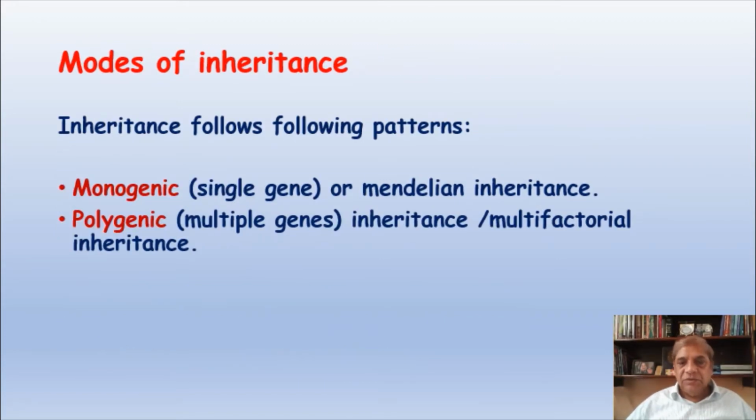Now the inheritance follows the following pattern. What we mean by inheritance, I have already explained, just to repeat: inheritance means when the characters are transmitted from one generation to the next generation. And this transmission of characters follows two patterns: monogenic and polygenic. Monogenic means single gene inheritance. When a character is transmitted or determined by a single gene, that is called monogenic inheritance. And Mendel's experiment was based only on characters which were determined by a single gene. So this is also known as Mendelian inheritance.